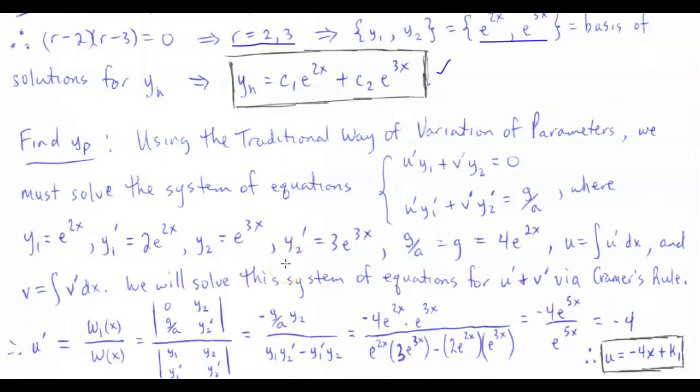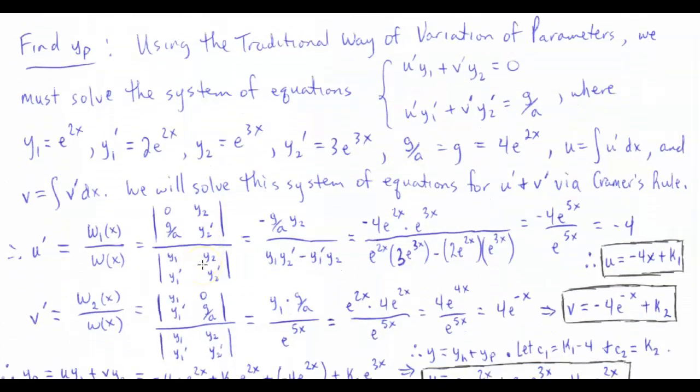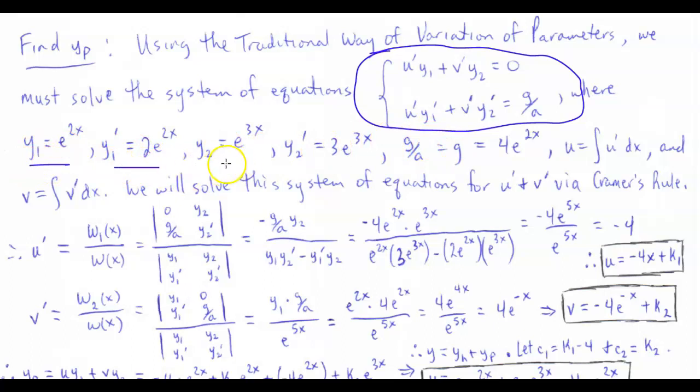Okay. Now, to find our y sub p, or our particular solution, I'm electing to do the traditional way, and I'm going to use Cramer's rule once I get down to having to solve for u prime and v prime. So if I do the traditional way, then I need to solve this system of equations here. And I'm noting everything that I know at this point. I know what my y1 and the derivative of that is, my y2 and the derivative of that is. And I also know that my g divided by a is the same as g, which is 4 times e raised to the 2x.